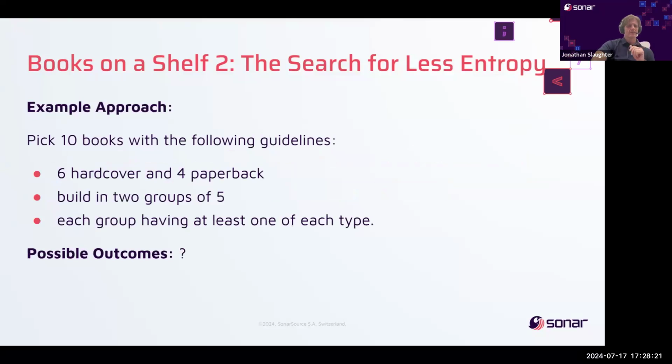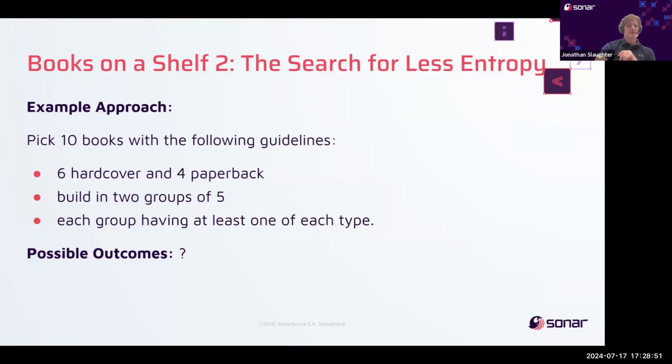So an example approach: pick 10 books and put the following guidelines in place. You can pick any 6 hardcover books you want, and you can pick any 4 paperback books you want. That's fine. You have that freedom. All I'm asking is that you take the 6 and the 4 and you split them into 2 groups of 5. And can you make sure that each one of those groups has at least 1 paperback and 1 hardback? Very simple sort of rule structure.